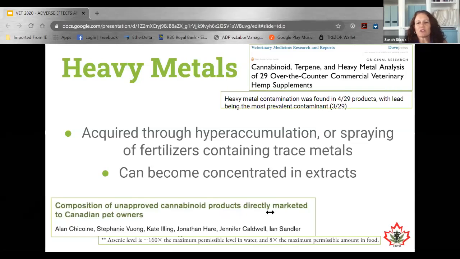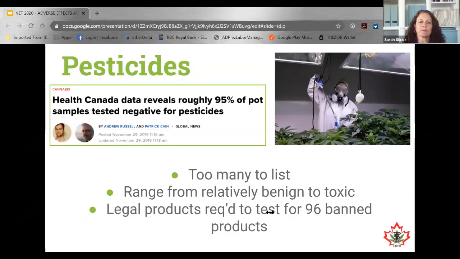However, those products that are being sold outside of the legal channels are not beholden to those regulations. And we have two studies that looked at the composition of black market cannabis products for pets. One of them was done in the US, and they found heavy metal contamination in 4 of the 29 products tested. 3 of those were contaminated with lead. And then here in Canada, they found one of the products that were tested had 8 times the maximum permissible level of arsenic that would be permitted in food. So certainly heavy metal contamination is still a concern, mostly on that unregulated market.